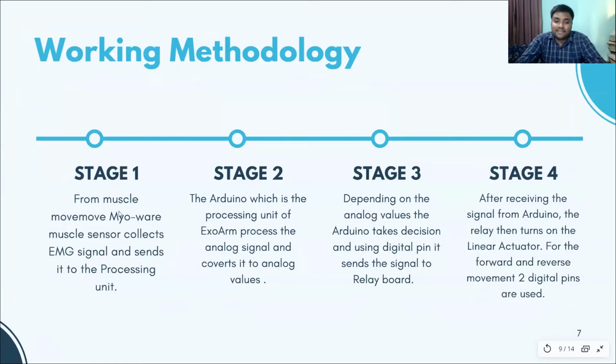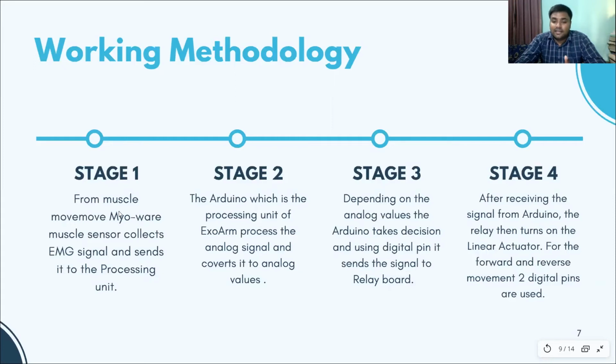The second stage is the processing unit, or we can say in the second stage, the Arduino, which is the processing unit of ExoArm, processes the analog signal and converts it to the analog values. And in the third stage, depending on the analog values, the Arduino takes decision, and using digital pins, it sends the signal to the relay board.